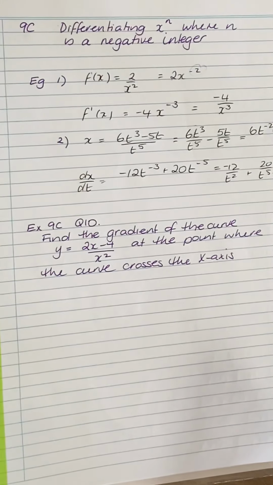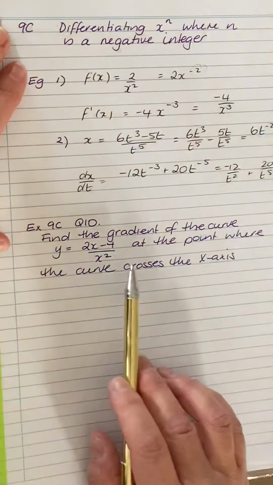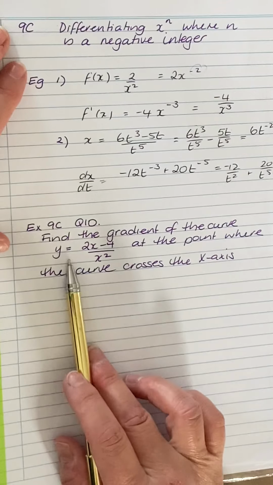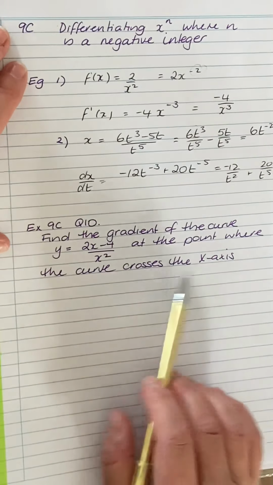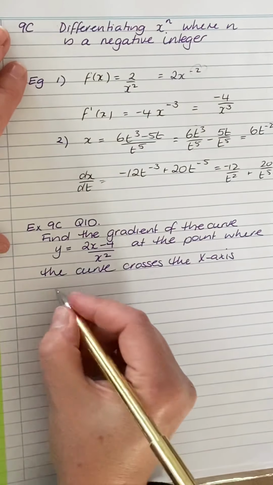So let's have a look at one from exercise 9c. You do one similar to this, but this isn't one of your questions. So find the gradient of the curve, this one, at the point where it crosses the x-axis. So this is a bit interesting, isn't it? So what do we want? Gradient here. So let's separate it out.